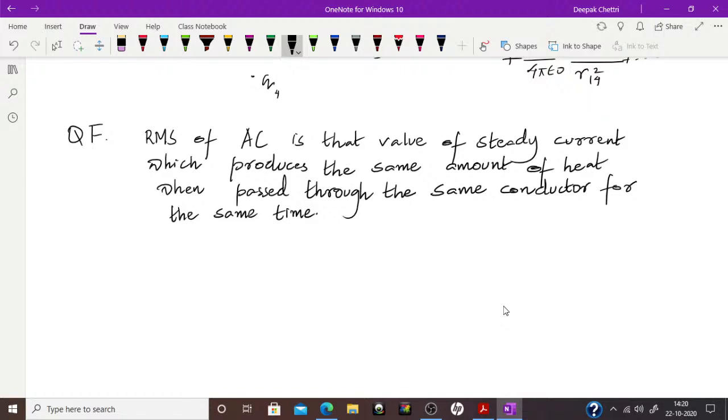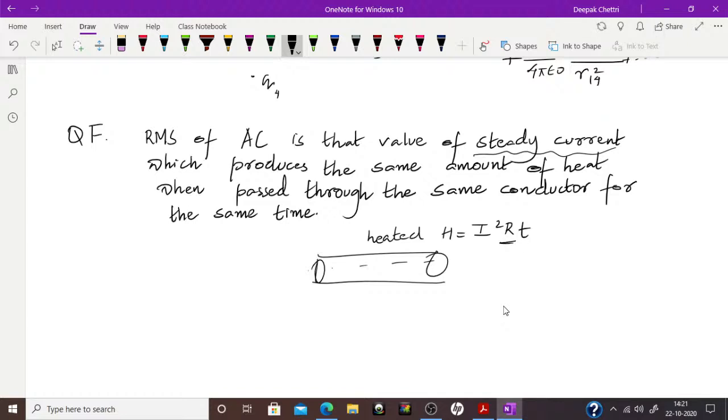RMS value of alternating current is that value which will produce an amount of heat equal to the amount of heat produced by a steady current when they are made to pass through the same conductor for the same time. So I hope you know this from class 10 days, that if you pass electric current through a wire or any conductor, it gets heated up, right? And that heat generated formula is I square RT, right? This is the formula for the heat produced in a conductor whose resistance is R, and I is the current flowing and T is the time, right?